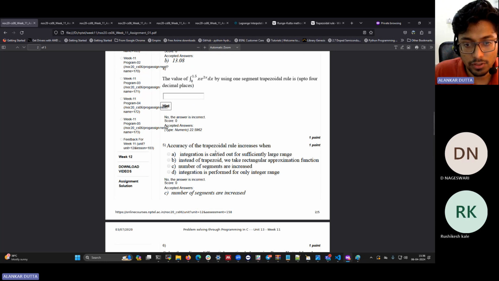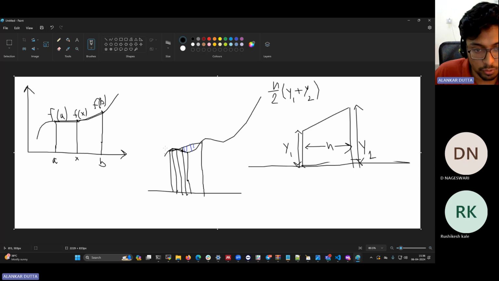You see the accuracy of the trapezoidal rule increases, as I have already discussed, when the number of segments is increased. If you increase the number of segments, then the linear interpolation involved in this trapezoidal rule, which assumes that the function changes linearly between every interval over which you are integrating, is an accurate representation of your function, and your integral converges to the correct value.